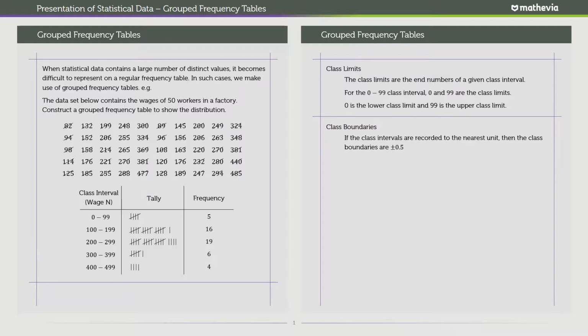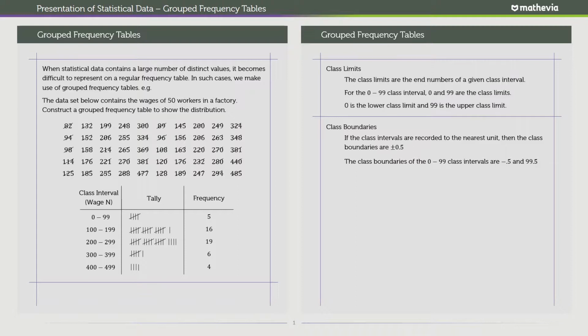And basically between 99 and 100, we have 99.5. It's the borderline that divides the two classes. Basically we have a lower class boundary and we also have an upper class boundary. For example, the class boundaries of the class 0 to 99 are minus 0.5 and 99.5. So here's what to do: you subtract 0.5 from the lower limit and you add 0.5 to the upper limit, and this gives you the class boundary.